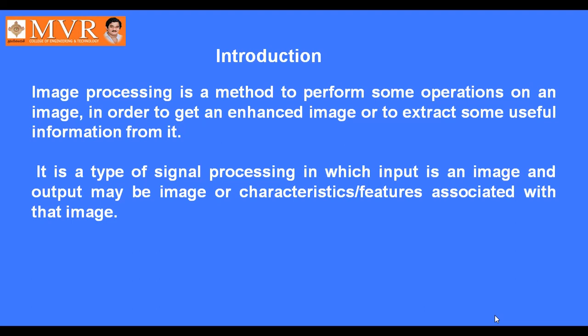Image processing is a method to perform some operations on an image in order to get an enhanced image or to extract some useful information. So whenever you extract information from the satellite imagery, you should apply some processing techniques, some operations, on the satellite imagery. Then only will you easily extract the useful information from it. It is a type of signal processing in which the input is an image and the output may be an image or characteristics or features associated with that image.